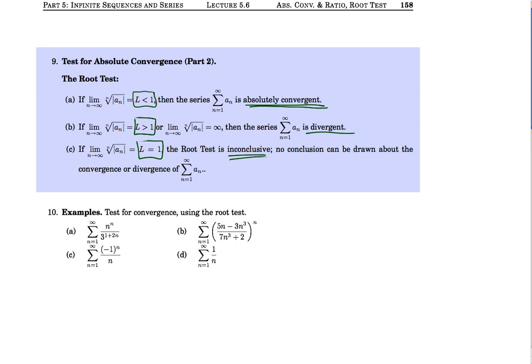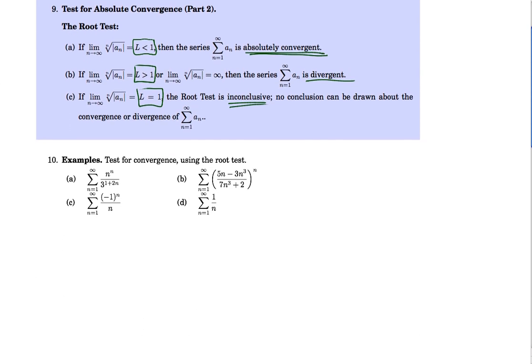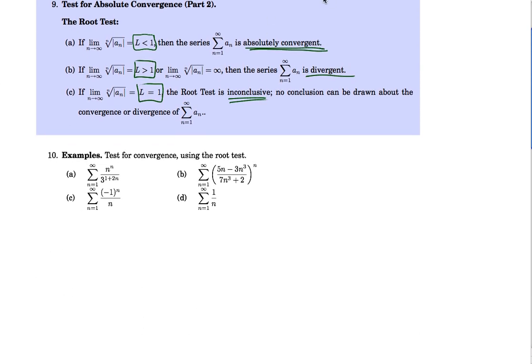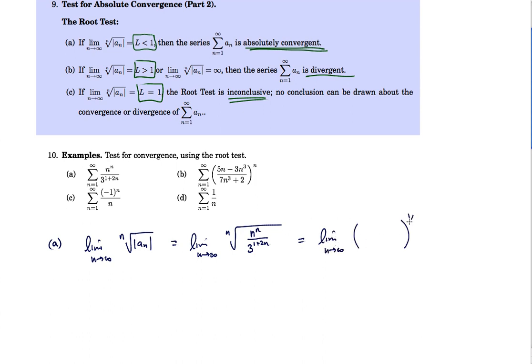So let's look at a few examples. In the first example, we're going to look at the limiting value as n goes to infinity of the nth root of the nth term. And here, the nth term is n to the n over 3 to the 1 plus 2 to the n. And it might be more convenient to think of the nth root as raising it to the power of 1 over n.